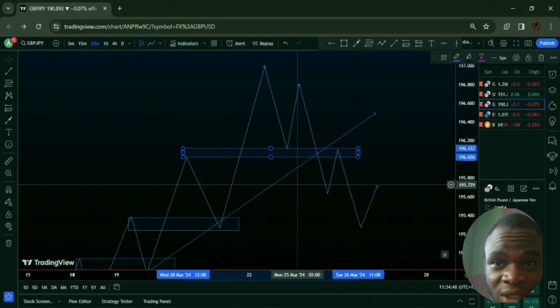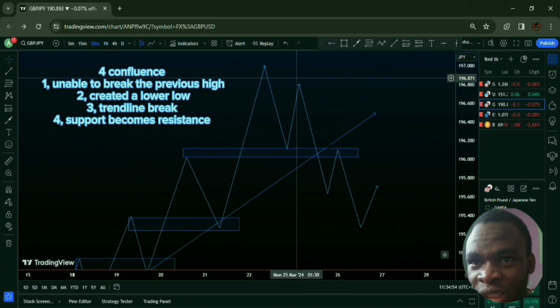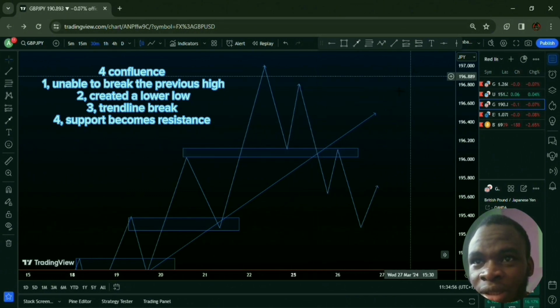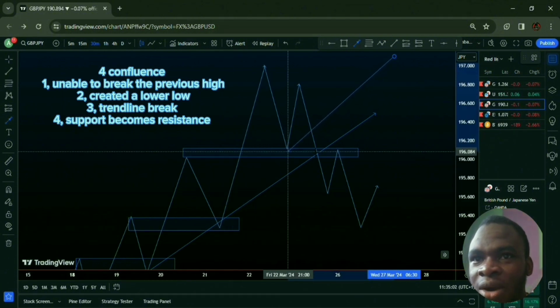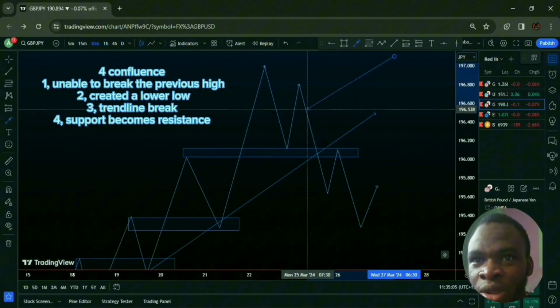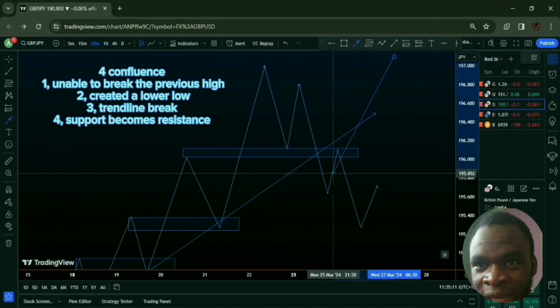This is more than 3 confluences actually, because the price has been bullish, right? Now it broke that trend line. Let me just use this arrow. The price has been bullish, it's been going up. Now it broke this trend line. It failed to make a higher high, right, and broke this structure, dropped down here.